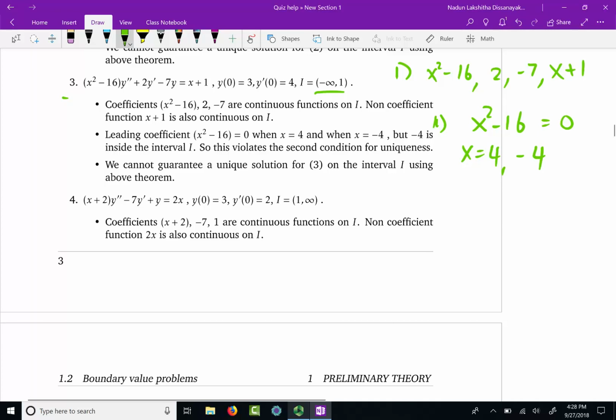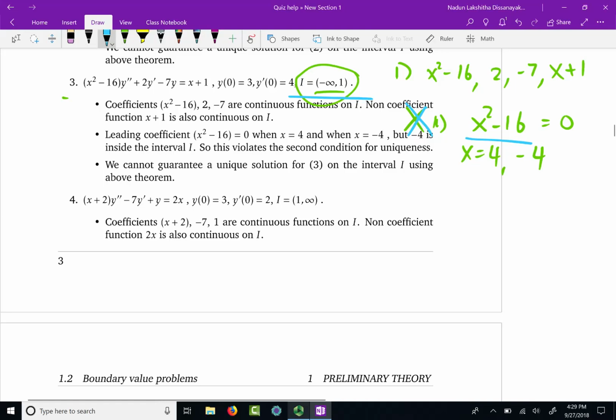Unfortunately, yes. 4 is not inside the interval, but negative 4 is inside the interval. So, is the second condition satisfied? No. The second condition is violated because the leading coefficient is 0 inside the interval.